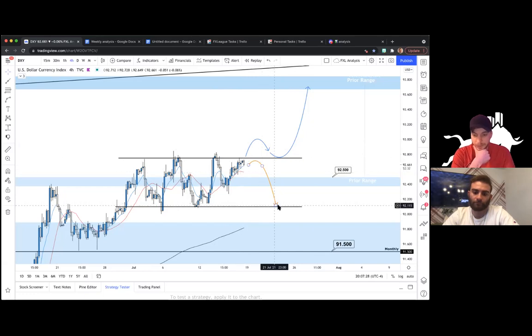But really, when you see ranges, the best way to play them is to simply wait for the break. You know, higher low above. If it does break lower, we're looking for a lower high below to confirm that, and then look for price action to drop towards key support.